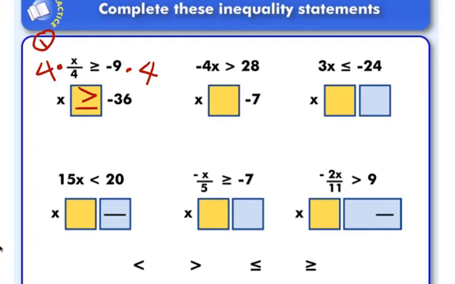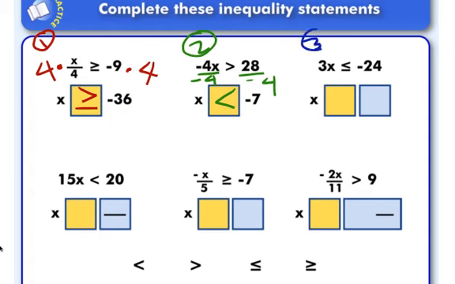On our second example here, we have negative 4x is greater than 28. So in order to solve, we would need to divide both sides by negative 4. Since we are dividing by a negative number, our inequality sign has to flip or reverse the direction. So we end up with x is less than negative 7.